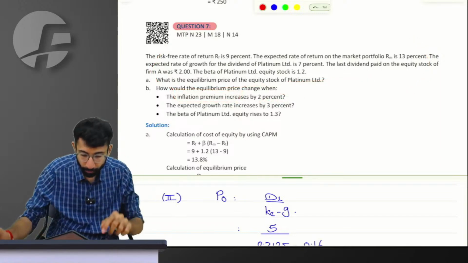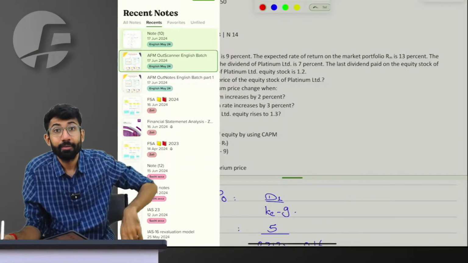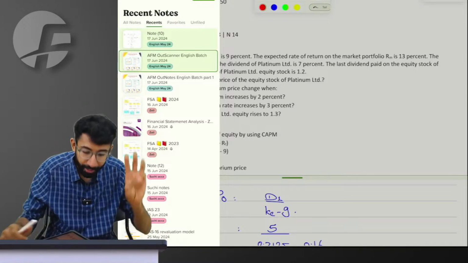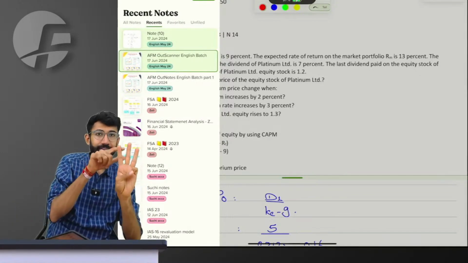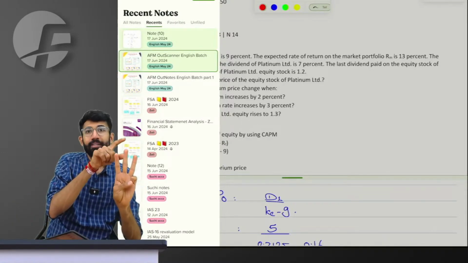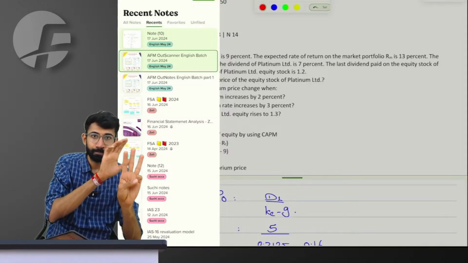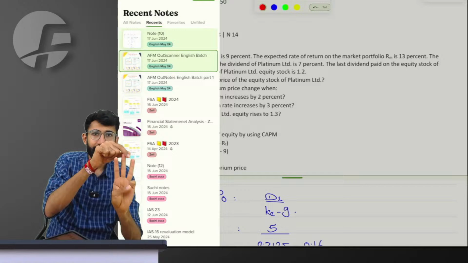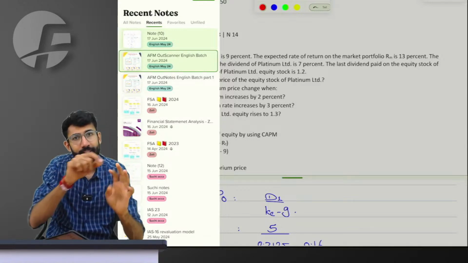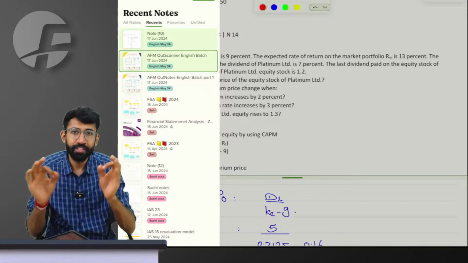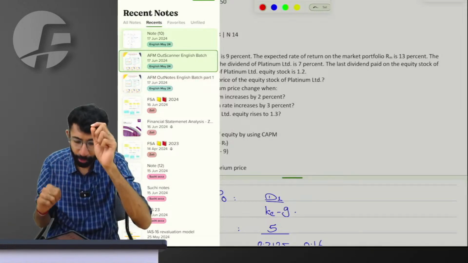So let me tell you. Can you please recollect the basics? I said your required rate of return has three components: real risk-free rate, inflation premium, and risk premium. Which means inflation premium is a compulsory component of all the rates, if the rate is nominal.